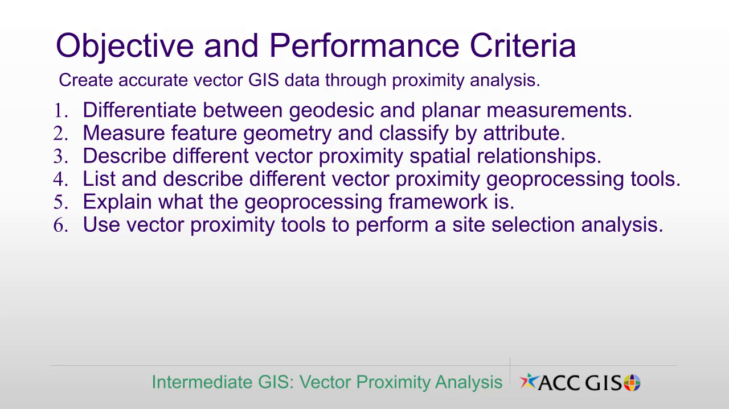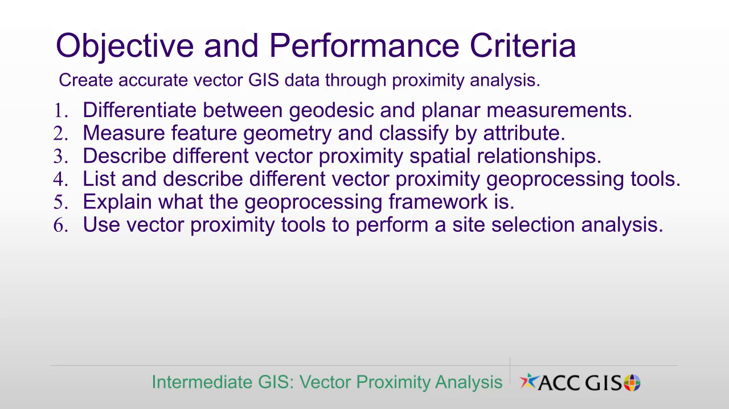Our overall objective for this topic is to create accurate vector GIS data through proximity analysis. At this point, you should be able to differentiate between geodesic and planar measurements. Geodesic measurements are measurements performed on a spherical geographic coordinate system, and planar measurements are measurements performed on a flat, projected coordinate system. You should be able to measure feature geometry and classify by attribute. Feature geometry can be measured using the measure tool visually or by calculating the geometric properties of your features. We can also classify by attribute and symbolize the results.